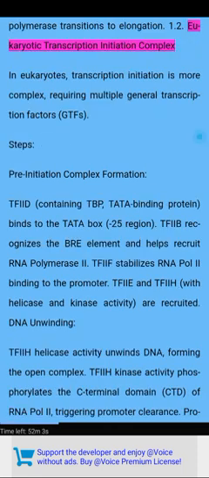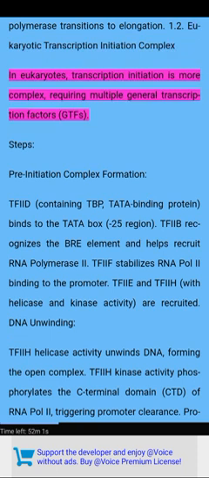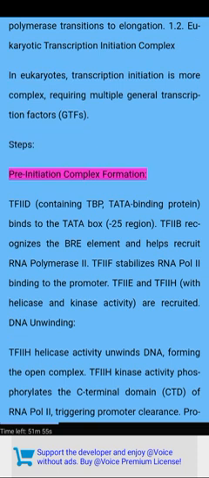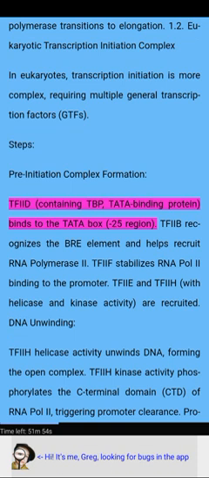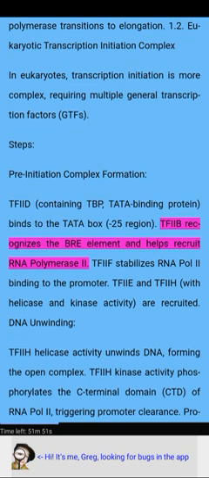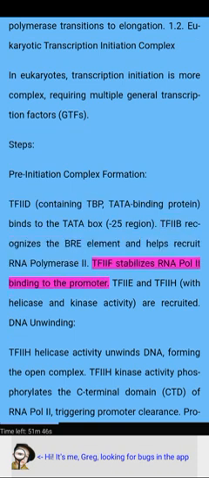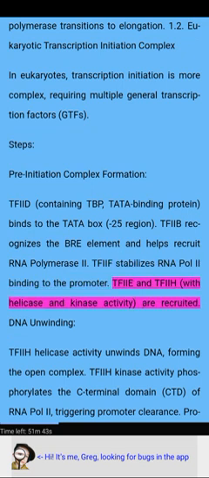1.2. Eukaryotic transcription initiation complex. In eukaryotes, transcription initiation is more complex, requiring multiple general transcription factors (GTFs). Steps: pre-initiation complex formation. TFIID, containing TBP, TATA binding protein, binds to the TATA box at the -25 region. TFIIB recognizes the BRE element and helps recruit RNA polymerase II. TFIIF stabilizes RNA Pol II binding to the promoter. TFIIE and TFIIH, with helicase and kinase activity, are recruited.